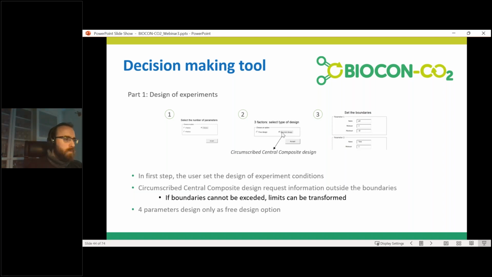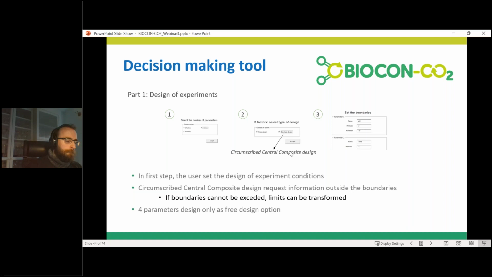And then we'll need to set the boundaries. Of course, if you are working with pH, for example, you cannot set the boundaries beyond 14 or below 0. So you always have to keep in mind that, although mathematically, you're trying to describe a real system.